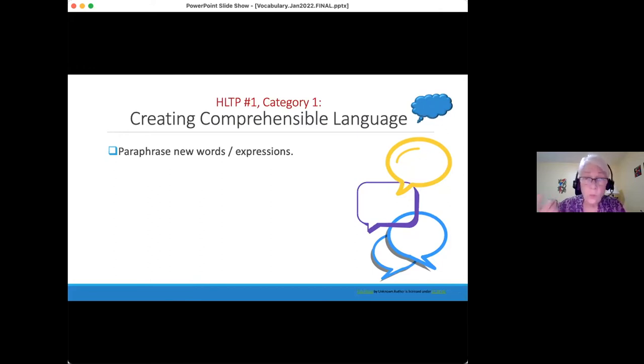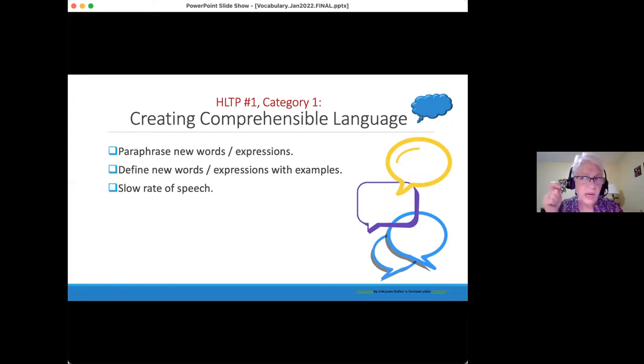So think about which of these do you do? Do you paraphrase new words and expressions? Do you define new words and expressions with examples when you introduce them in classroom talk? Do you slow down your rate of speech so learners can hear where one word begins and ends? Sometimes it's in that speech stream without pause or interruption that learners can't access a word. Do you use and build on the vocabulary and structure students already know?